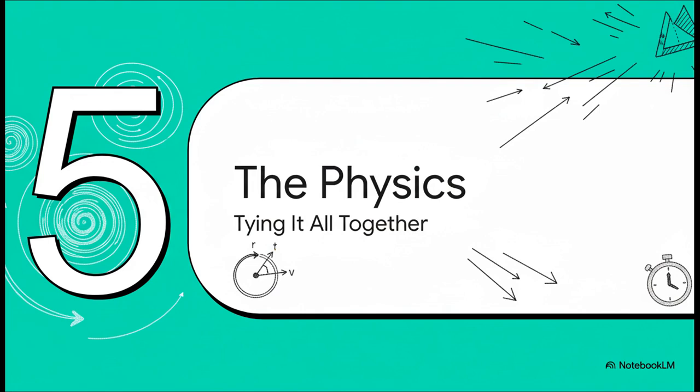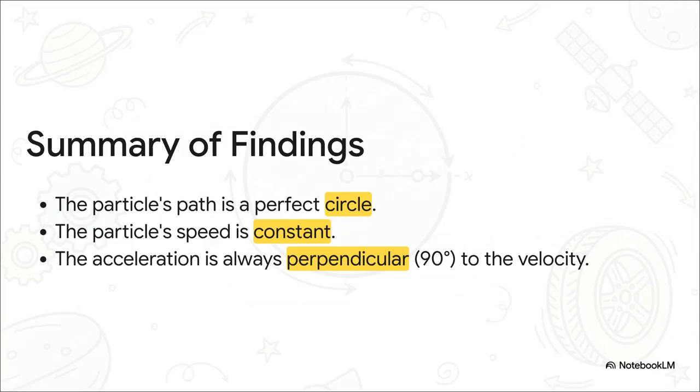But let's take a step back from the numbers for a second. What's the physics story here? What does this all really mean for our little moving particle? So here's the bottom line. We have mathematically proven 3 things. 1, the path is a circle. 2, the speed is constant. And 3, the acceleration is always perpendicular to the velocity.